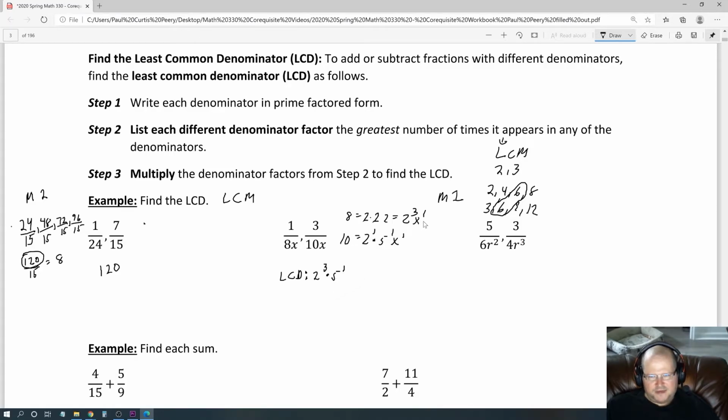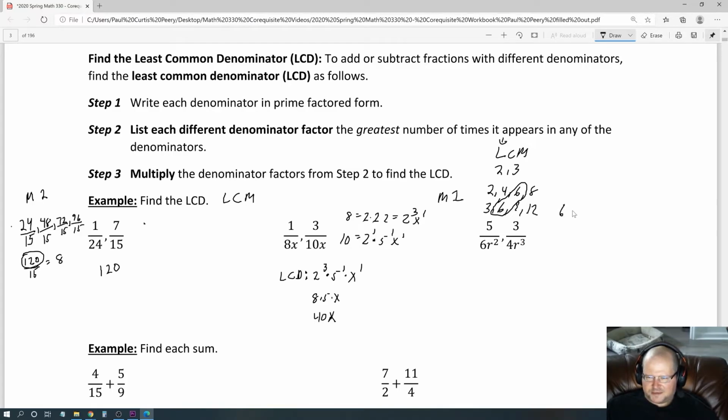There we go. Then we have an x to the first power on top and an x to the first power on the bottom, so it's x to the first. Okay, very good. So what we end up with is 8 times 5 times x, or 40x. So 40x is the least common denominator of 8x and 10x. So let's try it over here. Same kind of concept, right?